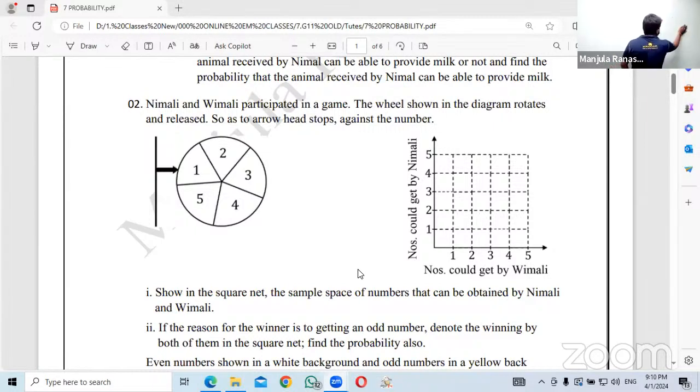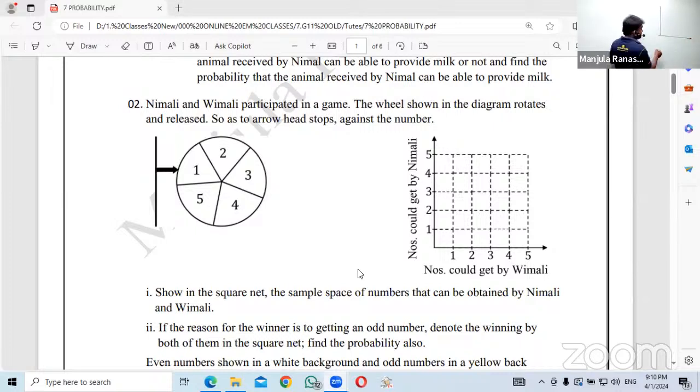Right. So now we are discussing question number 2. Nimali and Vimali participate in the game. The wheel shown in the diagram rotates and is released so that the arrowhead stops against a number. Right, 1, 2, 3, 4, 5. Show in the square net the sample space of numbers that can be obtained by Nimali and Vimali. Right. So now this is the grid.